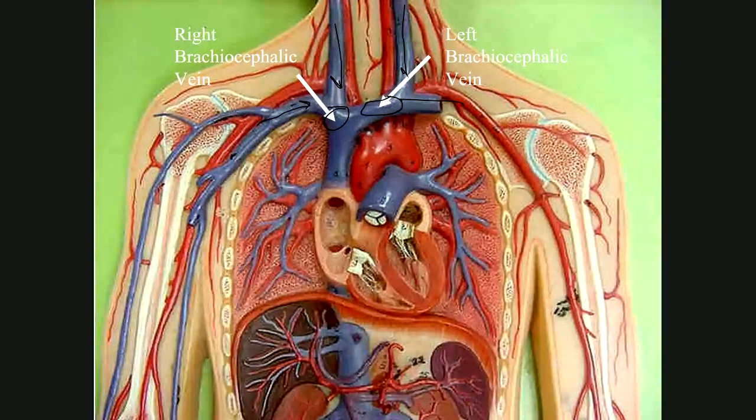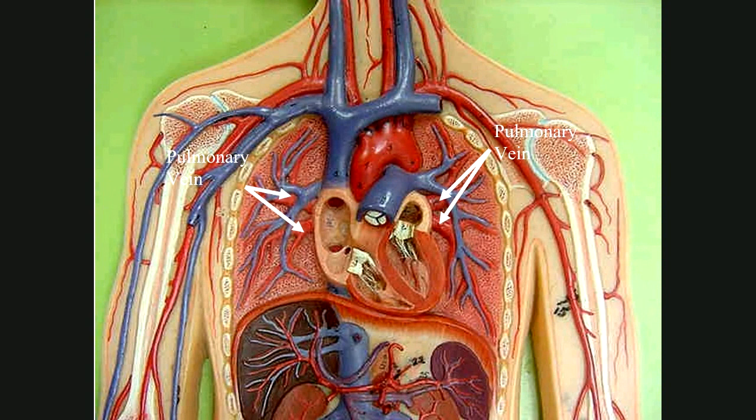Remember, the word for head is cephalic. The word for arm is brachiocephalic. So we have two brachiocephalic veins. Remember, there was only one brachiocephalic artery, and that was this one right here. But there are two veins. So we have a right brachiocephalic vein and a left brachiocephalic vein. Here's the right one. Here's the left one. They're not very long. They are going to join together.